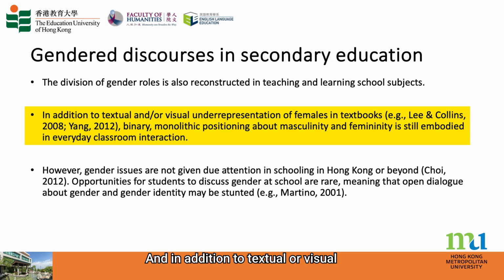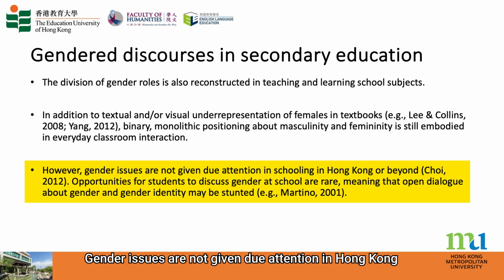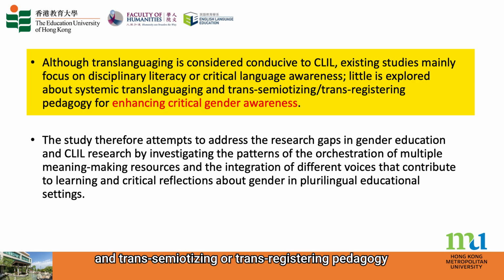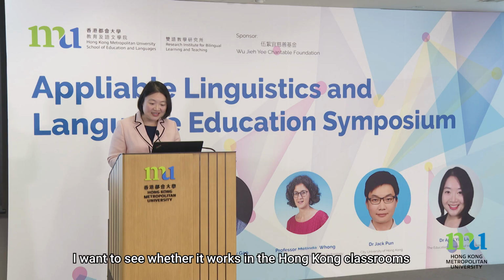And in addition to textual or visual underrepresentation of females in the textbooks, binary, monolithic positioning about masculinity and femininity is still embodied in the everyday classroom interaction. Gender issues are not given due attention in Hong Kong, as has been advocated by Choi 2012, and opportunities for students to discuss gender at school are rare, meaning that open dialogue about gender and gender identity may be stunted. So although translanguaging is considered conducive to CLIL, existing studies mainly focus on disciplinary literacy or critical language awareness. Little is explored about systemic translanguaging and transthematicing or transregistering pedagogy for enhancing critical gender awareness. So I want to see whether it works in Hong Kong classrooms and how it works.